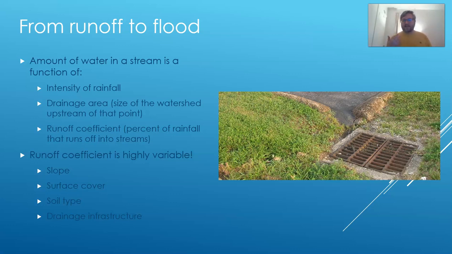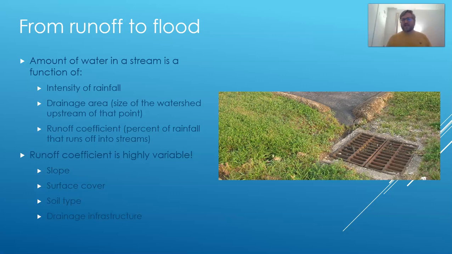So is this a concrete paved surface? Is it a rocky surface? Is it grass? Is it a forest? Various other things that might be on your surface are going to affect how well that water can get absorbed into the ground. The soil type. So what kind of soil do you have under there? Is it clay soil? Is it sandy soil, etc.?